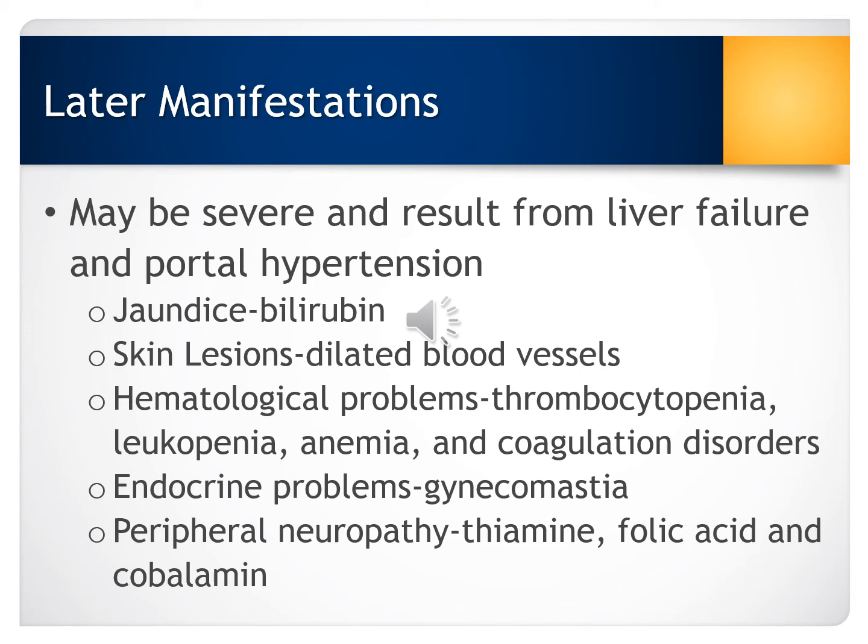Hematological disorders, such as anemia, leukopenia, and thrombocytopenia, are probably caused by splenomegaly. Coagulation problems result from the liver's inability to produce prothrombin and other factors essential for clotting. Endocrine problems result because of adrenocorticoid hormones, estrogen, and testosterone that cannot be metabolized and activated by the liver. Peripheral neuropathy is probably caused by the dietary deficiencies of thiamine, folic acid, and cobalamin.